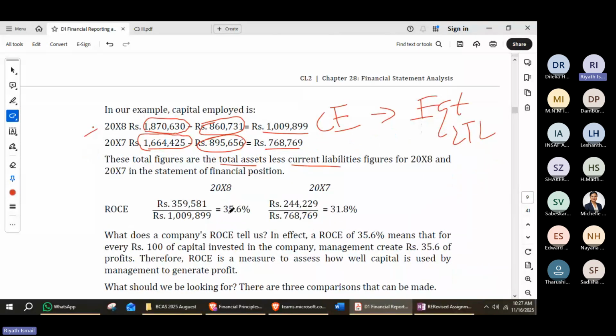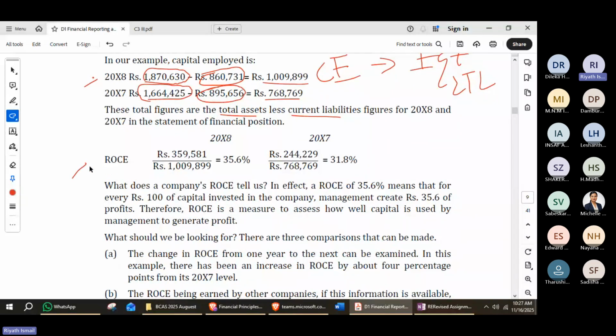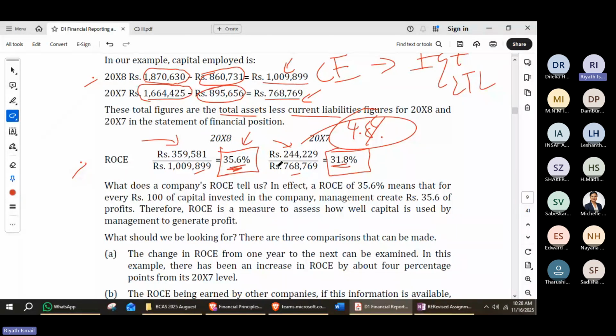Here you see return on capital employed. You can take this value as the capital employed, and this is the operating profit. When you look at the operating profit, you can see the return on capital employed is 35. In 2007, the return on capital employed was 31. Right, here almost a 4% improvement.